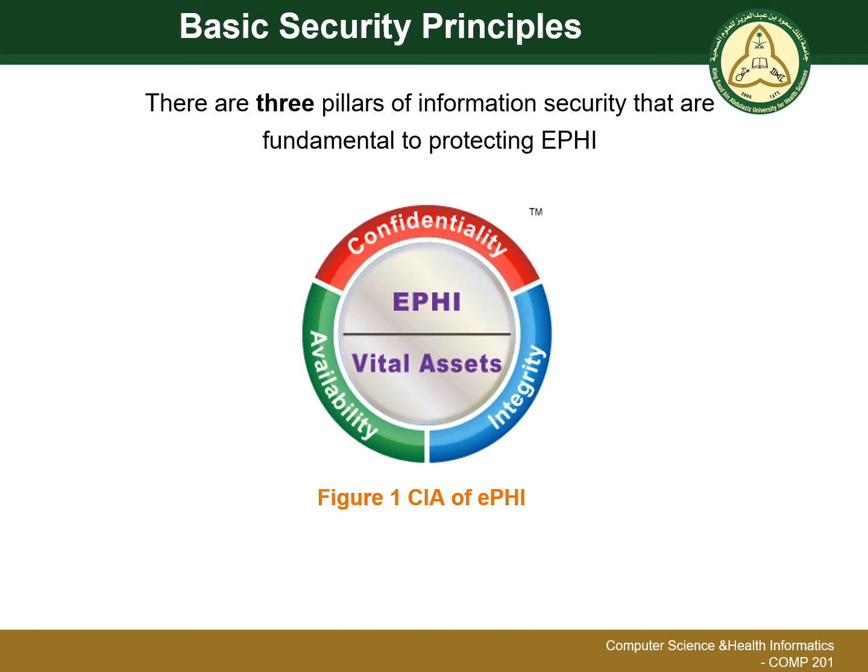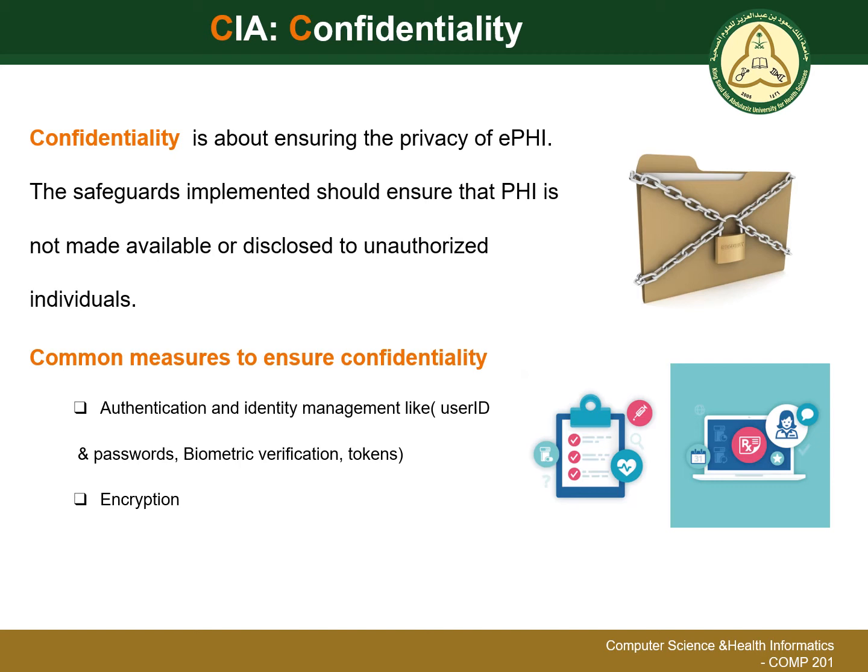So there are three pillars of information security that are fundamental to protect electronic personal health information and information technology solutions such as health information technology. These pillars are the CIA of electronic personal health information: C for confidentiality, I for integrity, and A for availability. Confidentiality is about ensuring that the privacy of the electronic personal health information is protected.